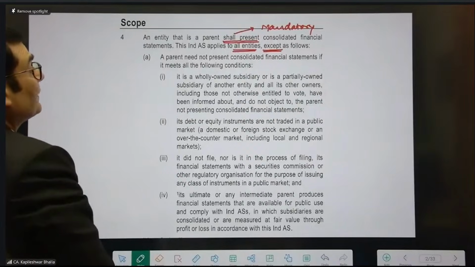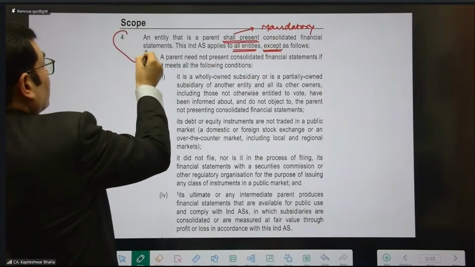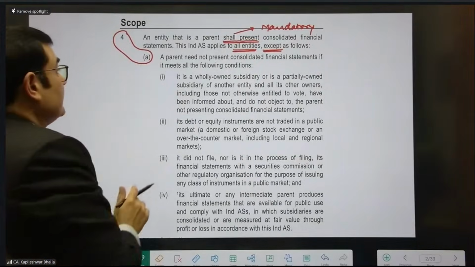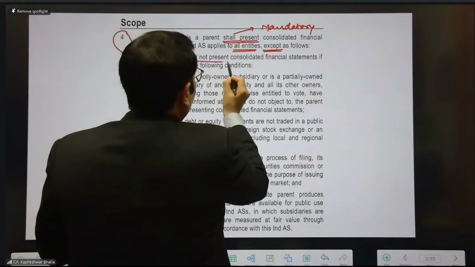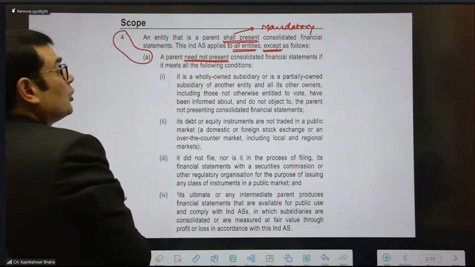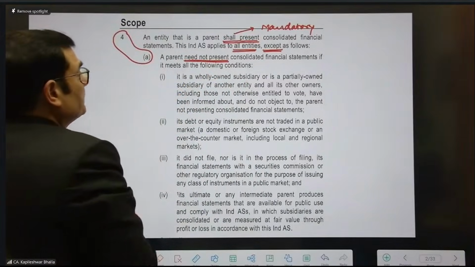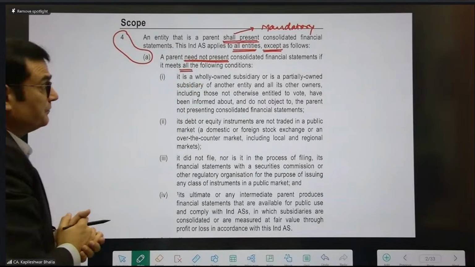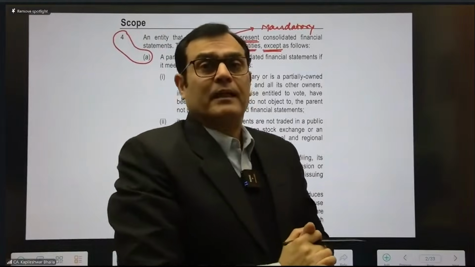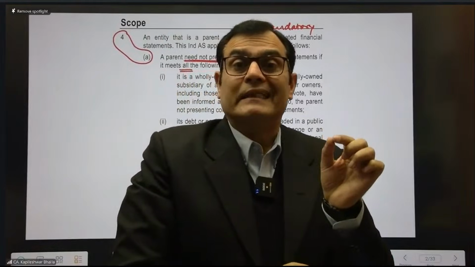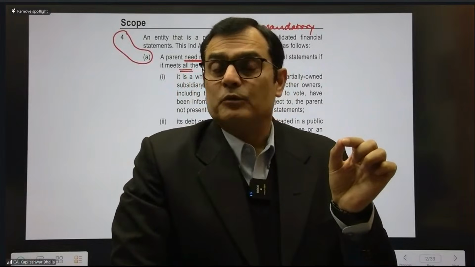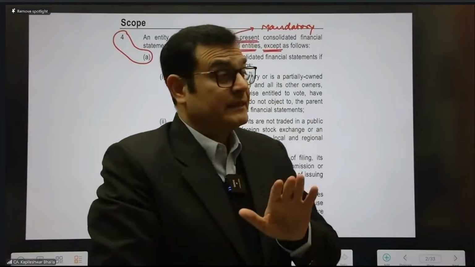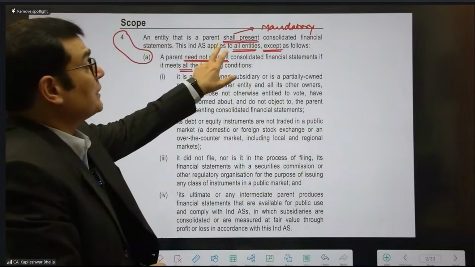Now we are looking at para number 4A. The focus is on para number 4A, small a. It says at the very beginning, a parent need not present consolidated financial statements if it meets all the following conditions. Let me ask you a very basic question. When it says in para number 4A that a parent need not present, is it something which is mandatory or is it something which is optional? When it said the earlier words, it says a parent shall present.